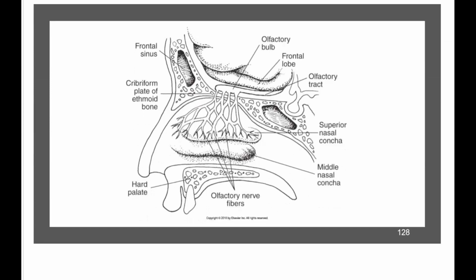Okay, so let's take a look here. We're almost through it. This is a long one, I'm sorry. Here's your frontal sinus, olfactory bulbs. So here's your frontal lobe. Here's your olfactory tract. Here's your pituitary, your sphenoid sinus, your superior nasal concha, middle nasal concha, olfactory nerve fibers. Here's your hard palate and your cribriform plate.